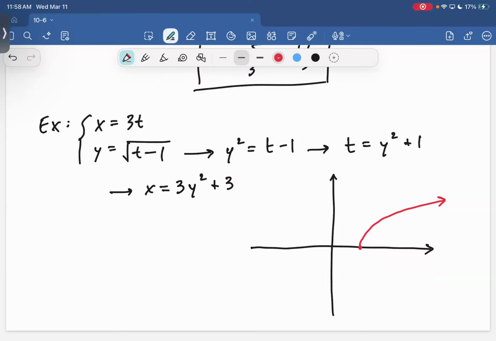It's a square root graph. Any questions? Well, you can do the one on the paper. And then I will talk about the trig ones shortly.